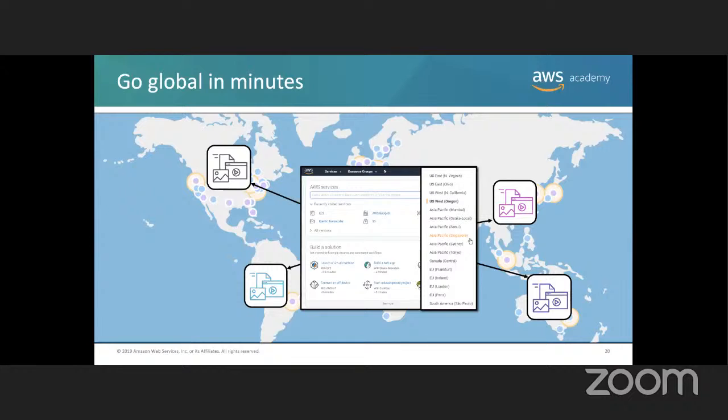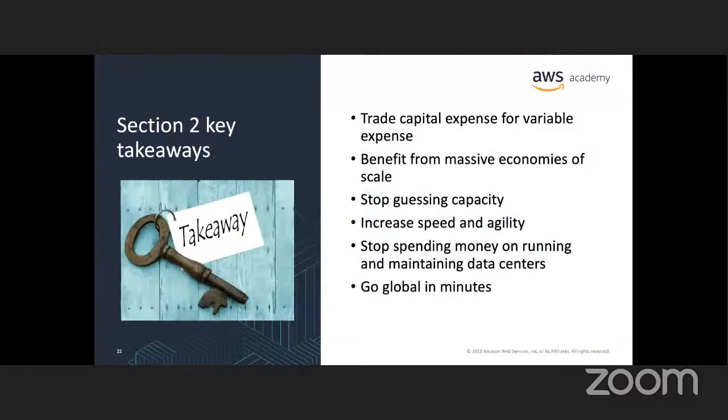Massive economies of scale. Okay. The more AWS grows, the more savings we're going to get. Okay, that's very important. So they're here. Trade capital expenses for variable expenses, benefit from massive economies of scale, stop guessing capacity, increase speed and agility, stop spending money on running and maintaining data centers, and go global in minutes.